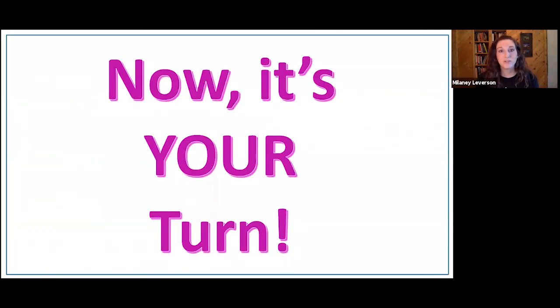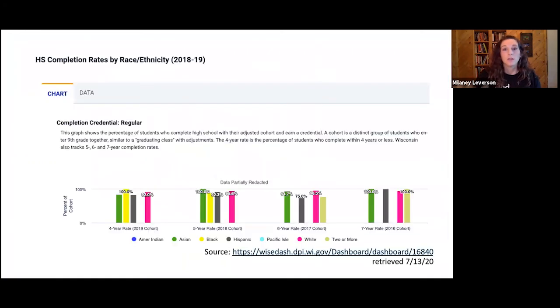And now, in order to do that, we'd like you to take a turn practicing this risk ratio work. This data is high school completion rates for one school. It's an example school sorted by race and ethnicity from 2018 to 2019. If you are familiar with Wise-Public, this should look very familiar to you, and we got it directly out of there. This same type of data is available to you for your school as well. Wise-Secure is where you would go to get more detailed data.